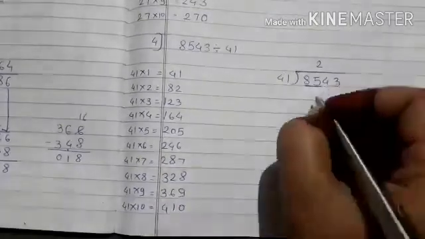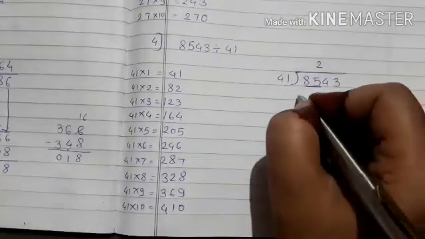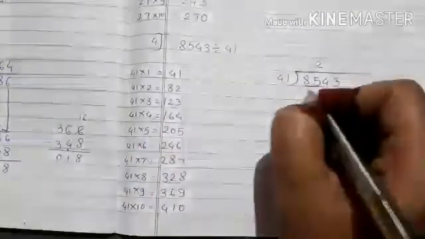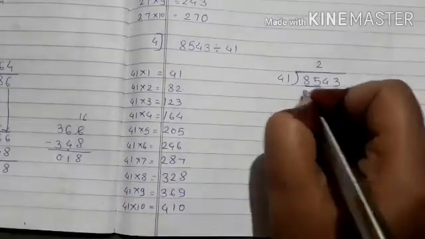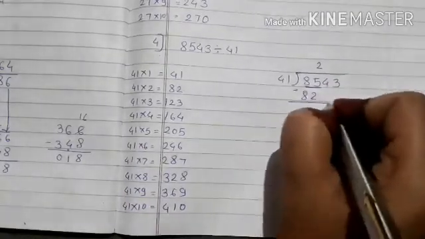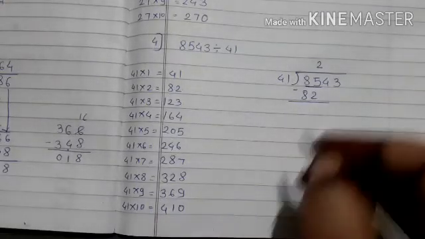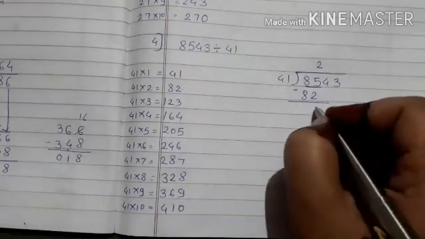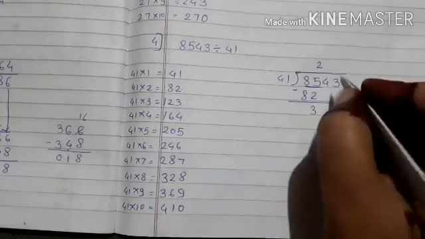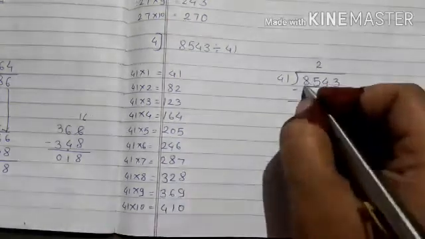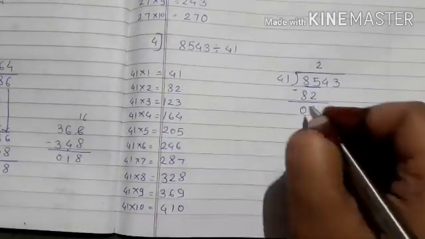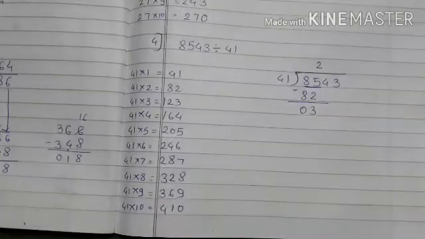Divide by 2. So 41 2s are what it is? 41 2s are 82. So that we have to minus. So 5 minus 2 is what it is? 3. 5 minus 2 is 3. And 8 minus 8 is 0.